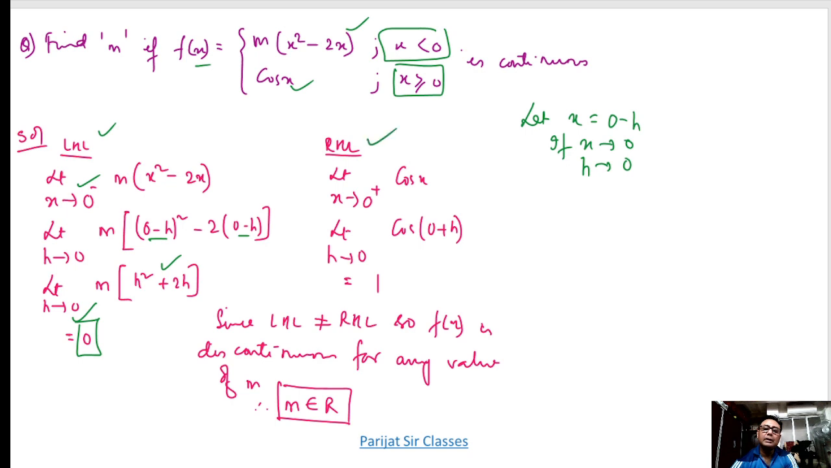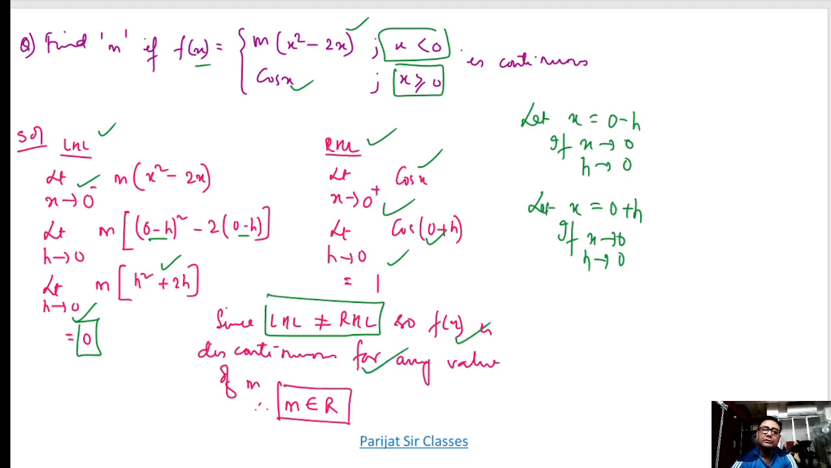Similarly, for the right hand limit, I will choose this. Let x = 0 plus h. If x tends to 0, h tends to 0. Since the left hand limit is not equal to the right hand limit, I can tell it is discontinuous for all values of m.